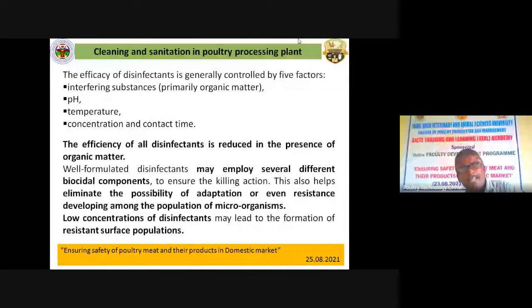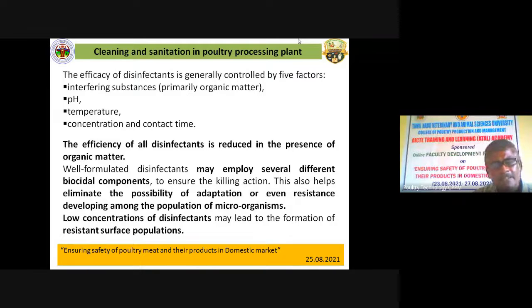So generally, when you take any disinfectant, the efficacy of the disinfectant is controlled by four main factors. The first is interfering substances present in the disinfectant area. For example, the presence of organic matter will influence the activity of some of the disinfectants. And the pH: some of the disinfectants will be active in alkaline pH, some in neutral pH, some in acidic pH. So we should know which pH a particular disinfectant requires.